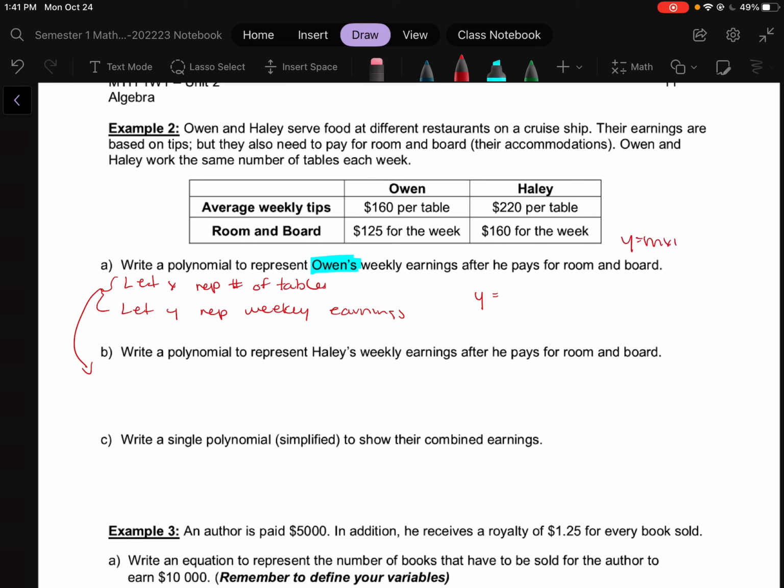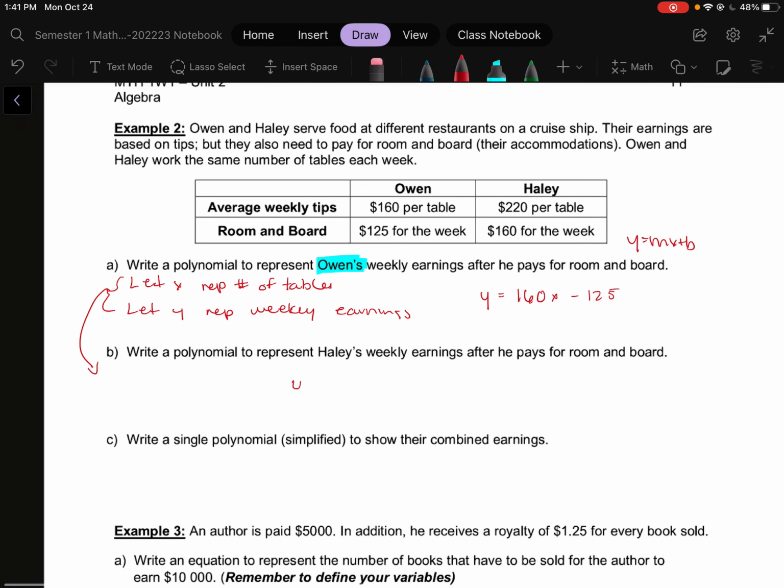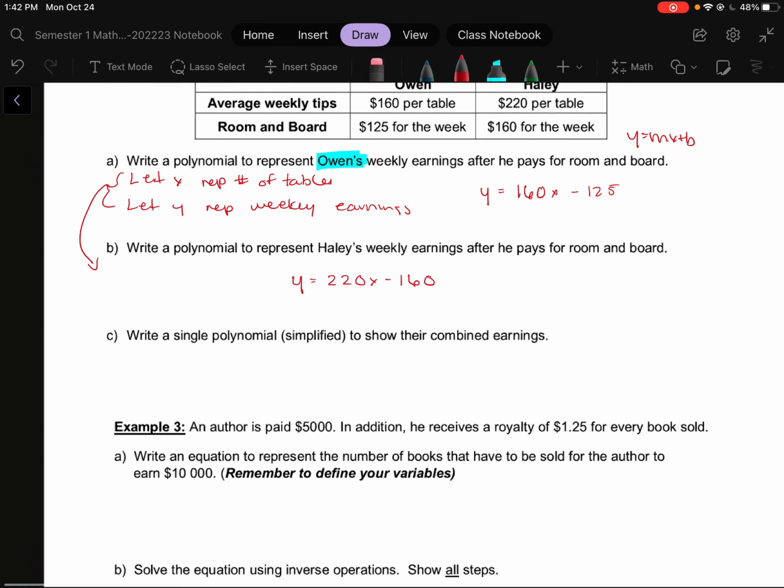So using our y equals mx plus b, 160x minus 125 is going to be our expression for Owen's. Why is it minus? Because this is how much money he makes after he pays his room and board. So we're not adding 125, we're subtracting 125 because that's after he pays for it. Same sort of thing for Haley's. So it's going to be y equals 220x minus 160, and that is our two expressions for Haley and Owen.